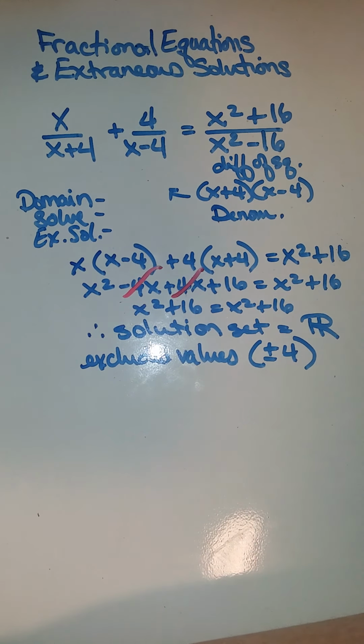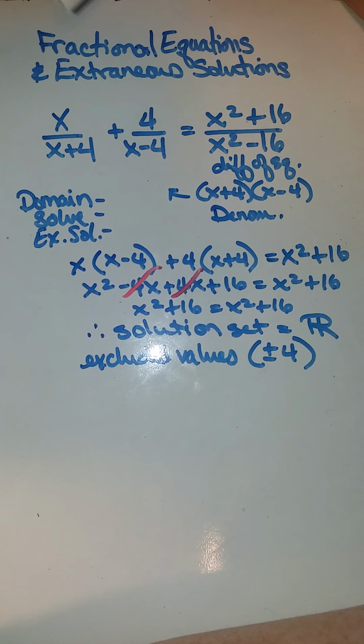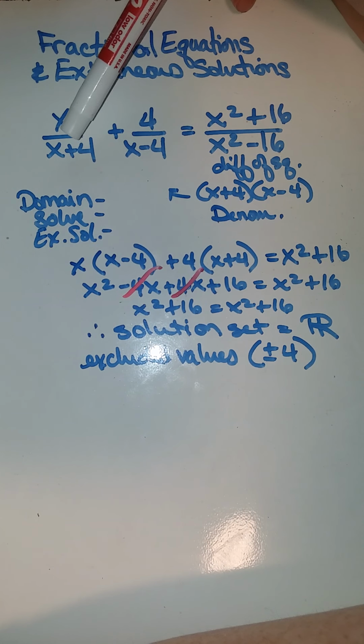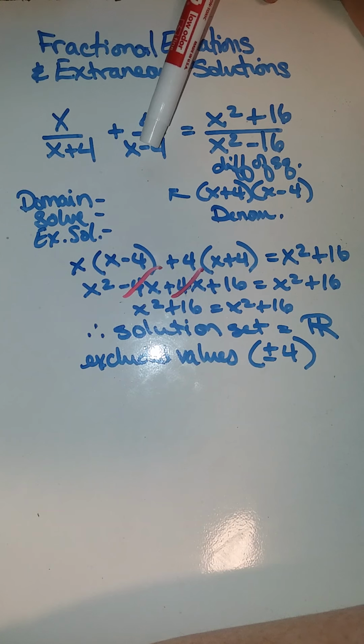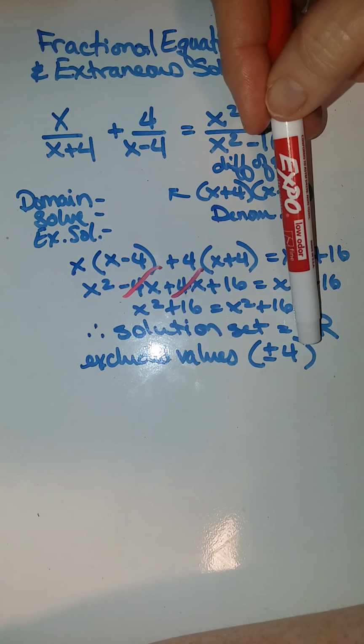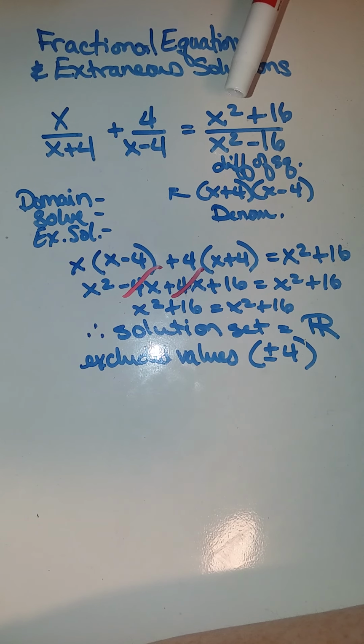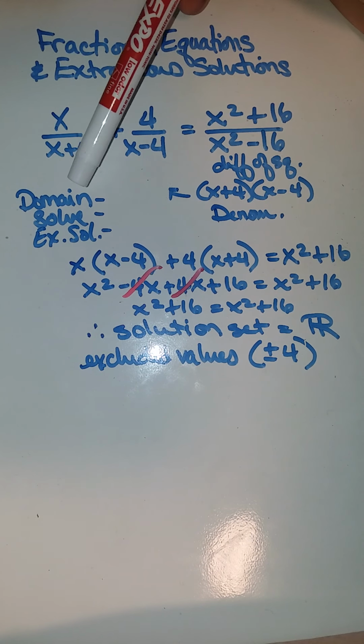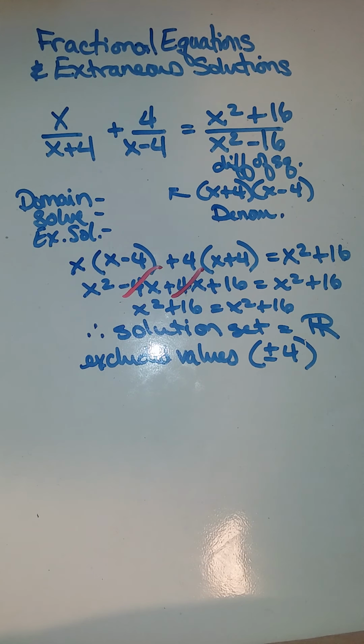So the first thing I do, though, is I figure out what my excluded values are. My excluded values, as we can see here, are going to be -4 and +4. So that's why I have them down here. I do them first, because you can also do them when you plug it in and look for extraneous solutions. But nevertheless, we're going to find the domain, solve, and find any extraneous solutions.